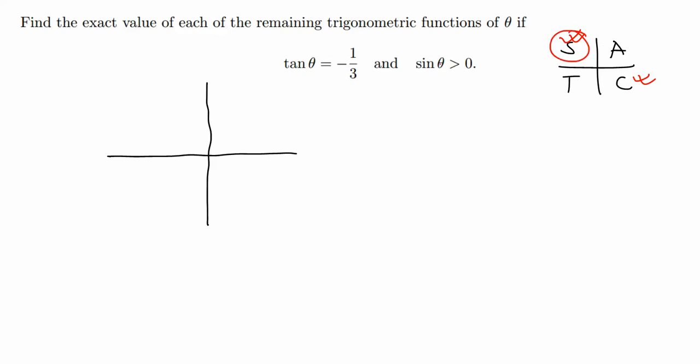In the fourth quadrant, sine is negative. Only cosine is positive. So the angle theta lies in the second quadrant. Somewhere, it doesn't have to be exact, it's here. So our angle is here.